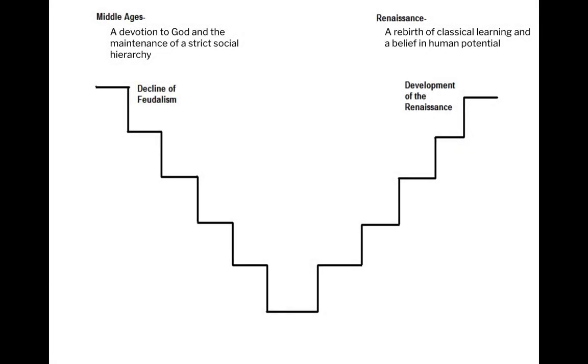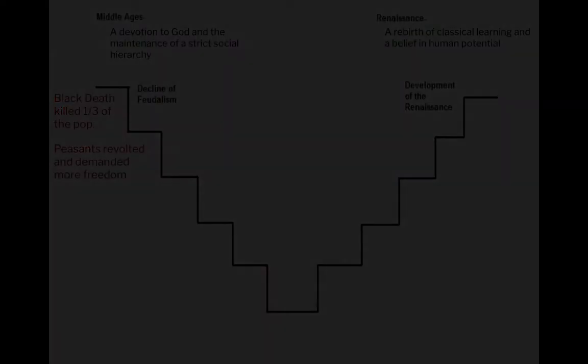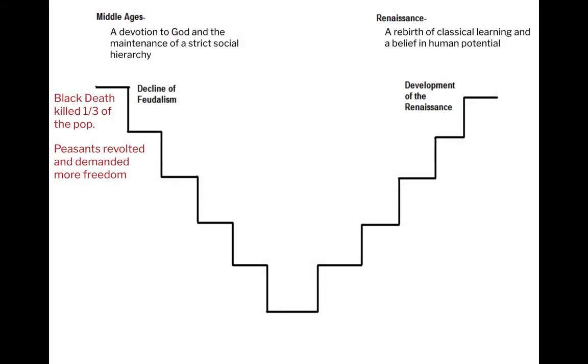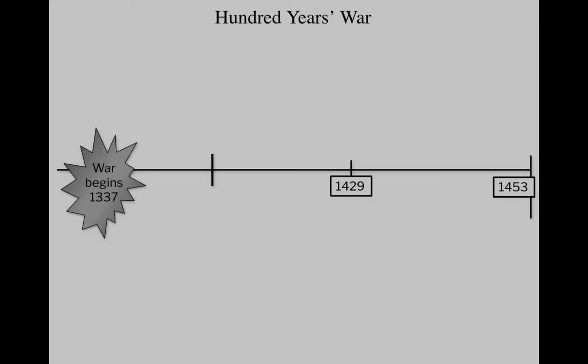Okay, so getting back to the staircase, we're going to decline feudalism, and we're going to keep going back to this after each slide here. So the Black Death killed about 1/3 of the population, and peasants revolted and demanded more freedom. Oh, sorry. Oops. Go back. Sorry, that's my bad. Okay. So that's that. Moving on to the 100 Years' War.